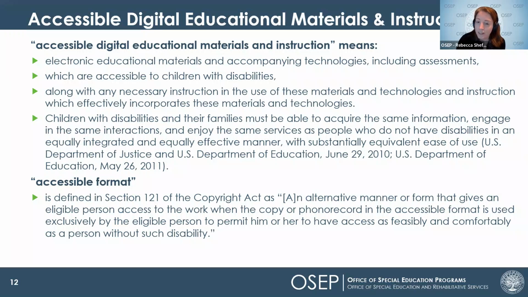For this priority, we use the definition of accessible format defined in Section 121 of the Copyright Act as an alternative manner or form that gives an eligible person access to the work when the copy or phonorecord in the accessible format is used exclusively by the eligible person to permit him or her to have access as feasibly and comfortably as a person without such disability. Braille would be an example of an accessible format.